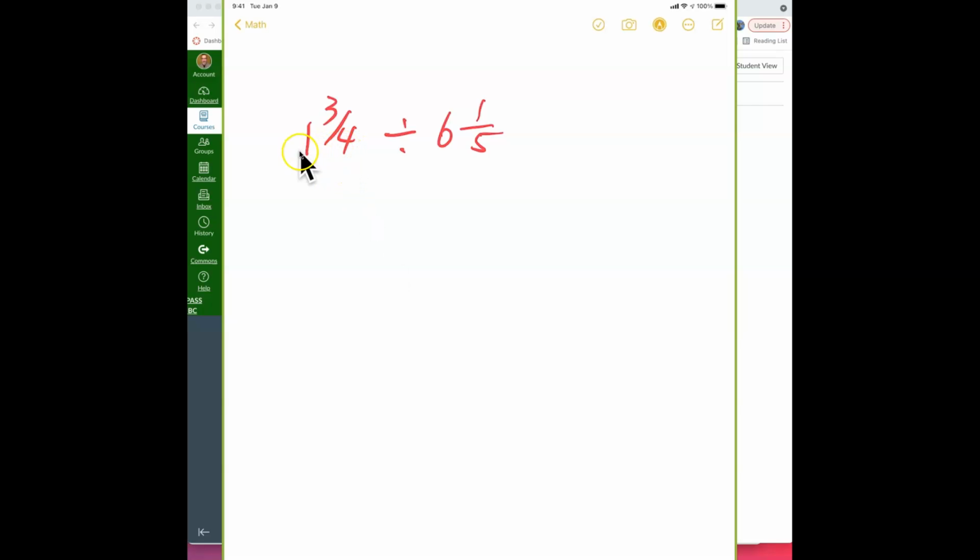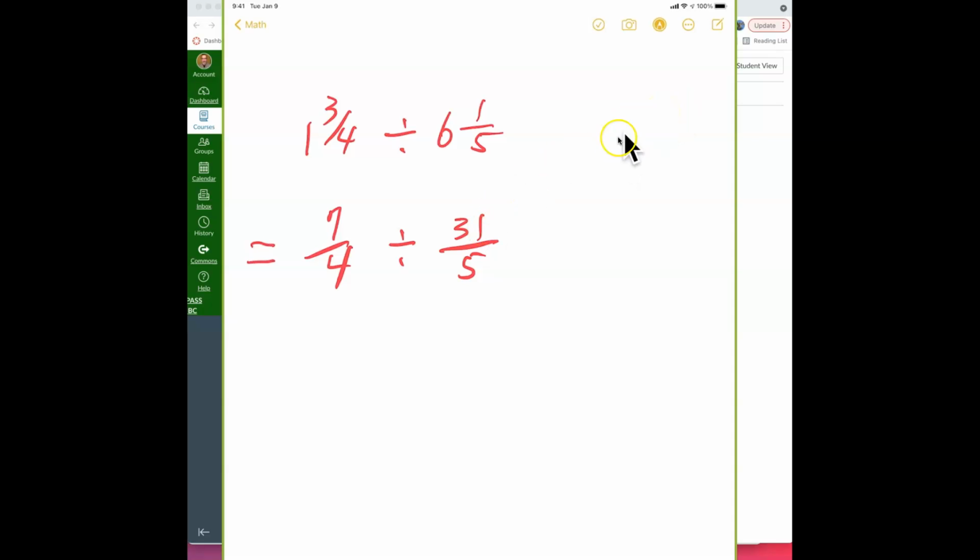So 4 times 1 is 4 plus 3 is 7. So 1 3/4 is equal to 7/4. 6 1/5: 5 times 6 is 30 plus 1 is 31. We can rewrite this problem as 7/4 divided by 31/5. These are equivalent expressions, right?